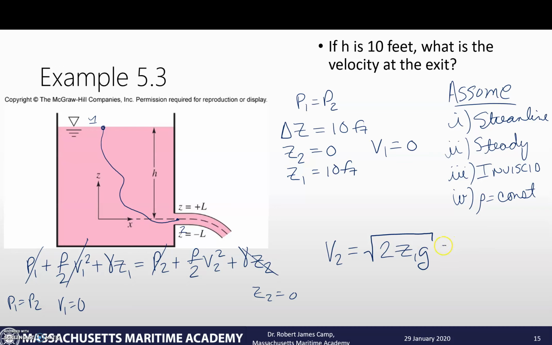So now if we plug our numbers in, 2 times 10 feet times gravity, which is 32.2 feet per second squared, you're going to end up getting feet squared per second squared. You take the square root of that. That's going to be feet per second. Great. That's the units we expect. So V2, if we calculate that out, is going to work out to be 25 feet per second.